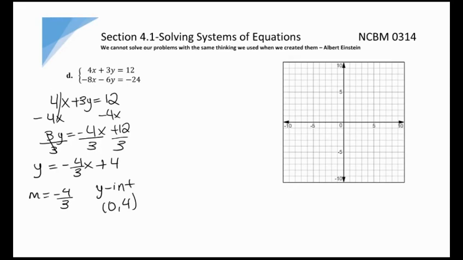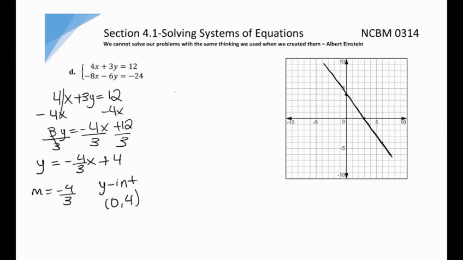For our y-intercept, we graph 0, comma 4. So 0, comma 4. And then 4 down: 1, 2, 3, 4. And 3 to the right: 1, 2, 3. 1, 2, 3, 4. 1, 2, 3. We connect our points to create our line. Right here.